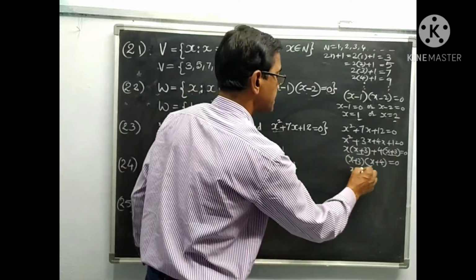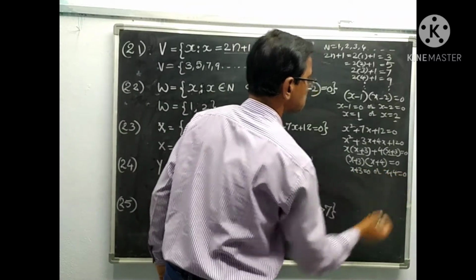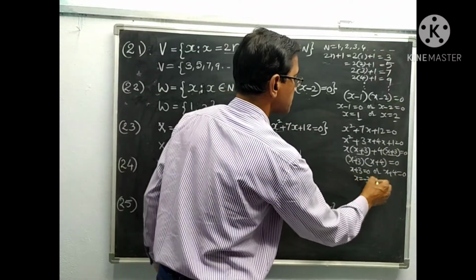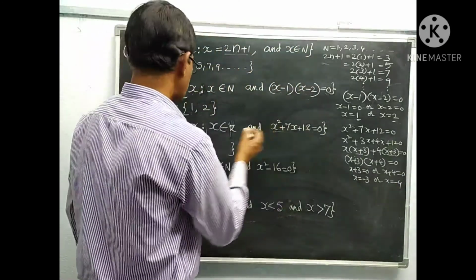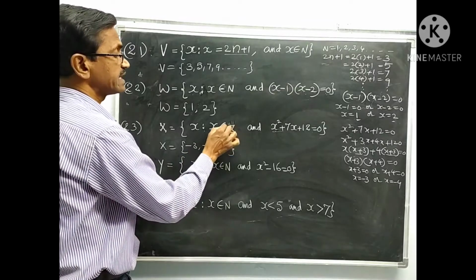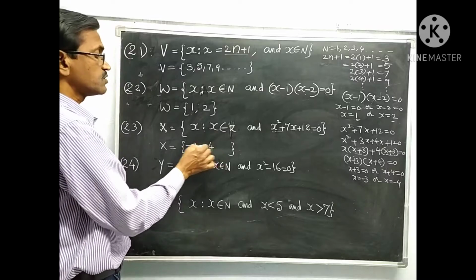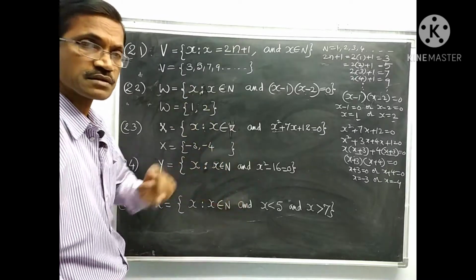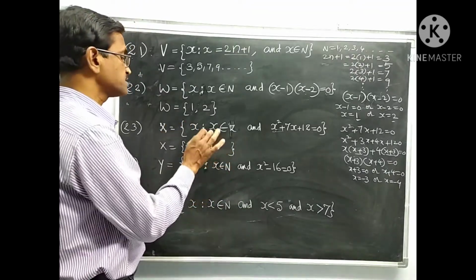Here x plus 3 is equal to 0 or x plus 4 is equal to 0. Either may be equal to 0. Here x is equal to minus 3 or x is equal to minus 4. So you have to write here only minus 3 and minus 4 when it is Z. If x belongs to N, there will be no elements because minus 3 and minus 4 do not exist in N. That's why it becomes an empty set. There are no elements, so it is the empty set.